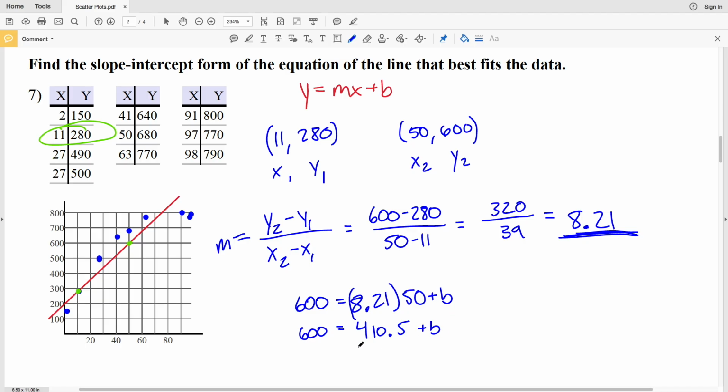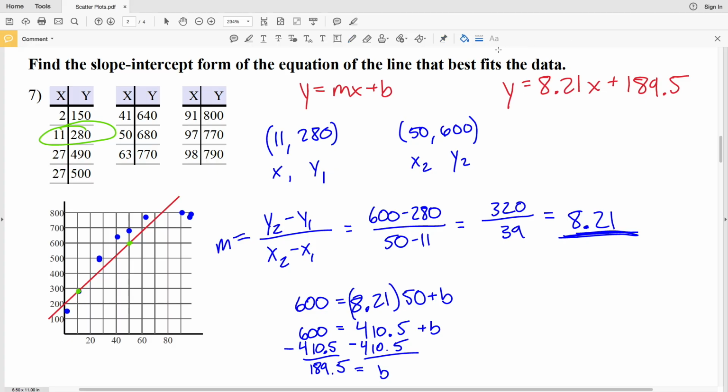Now in order to solve for b, I'll subtract 410.5 from both sides to get that b is equal to 189.5. So for my guessed line of best fit, my equation is y equals m, which is 8.21, times x plus b of 189.5. So that's how you find the line of best fit, by guessing and making an approximation.